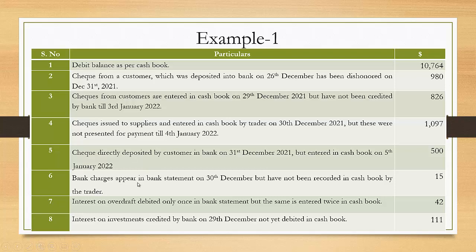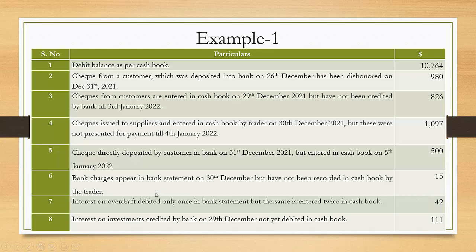Similarly, we have bank charges appearing in the bank statement on 30th of December but not recorded in the cash book by the trader. So the bank charges, when they come to the knowledge of the company, need to be subtracted from the balance as per cash book.